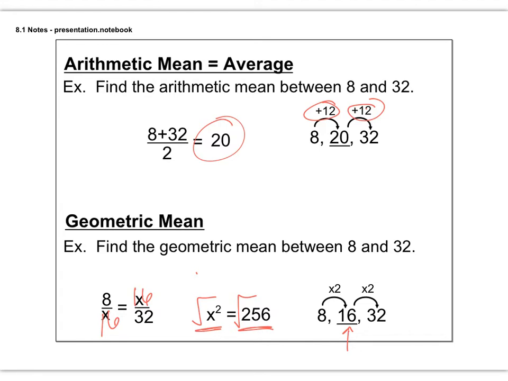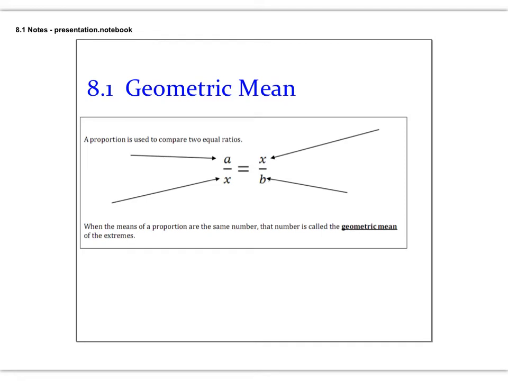Notice it's not adding the same amount between each number. In fact, from 8 to 16 is plus 8, but it's multiplied by 2, versus 16 to 32 is not plus 8, it's plus 16, but it is still multiplied by 2. So the geometric mean works a little different than the arithmetic mean. Okay, so let's jump right into the notes then.